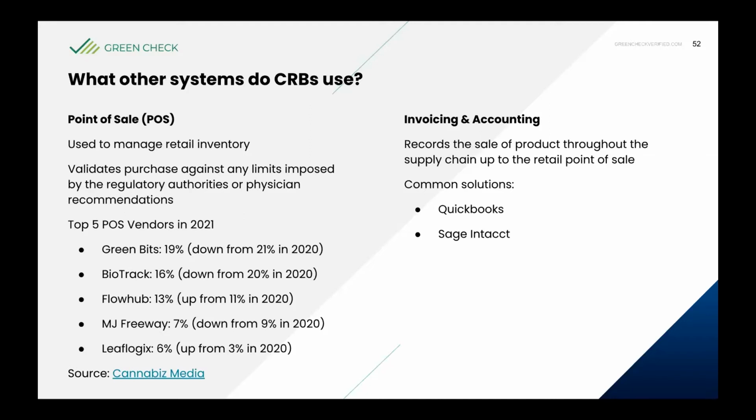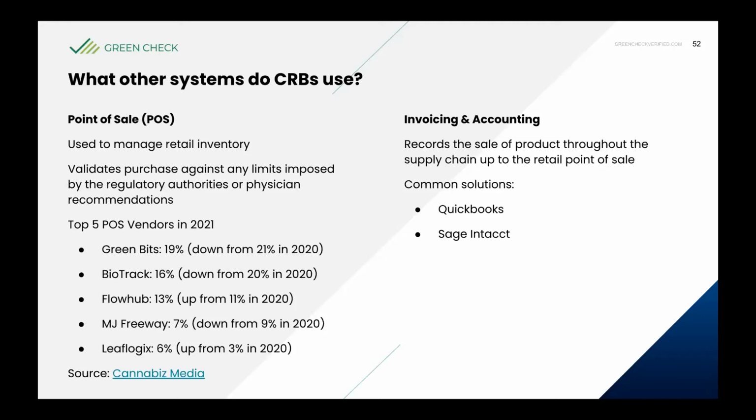So the point of sale is used to manage that retail inventory. It validates that purchase against limits imposed by regulatory authorities or physician recommendations. So a cannabis point of sale system actually has a bit of a compliance function built into it. Usually you are required in a point of sale system, if you're at a dispensary, to enter in the birth date of the person that's purchasing the product so that you can demonstrate that they were of age. You may, in medical states, have to refer back to a physician recommendation.